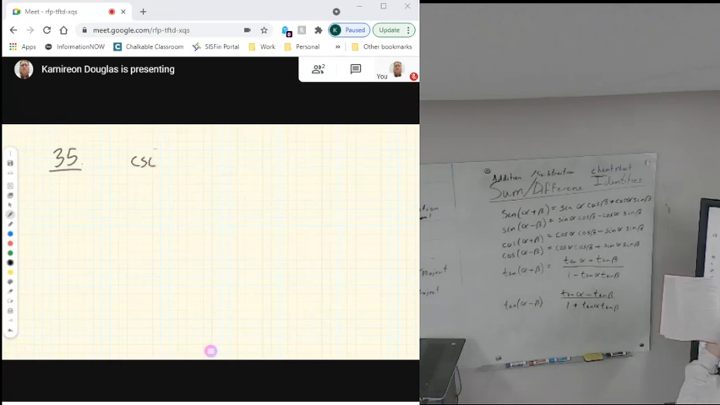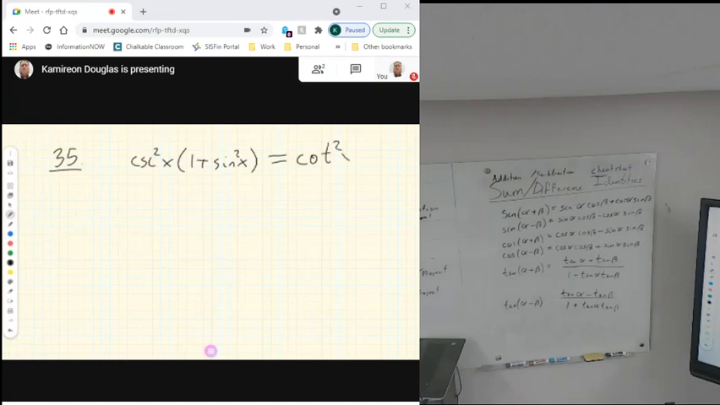Cosecant squared of x times 1 plus sine squared of x. And we want to show, or I should say prove or disprove, that it equals cotangent squared of x. So this is a maybe.